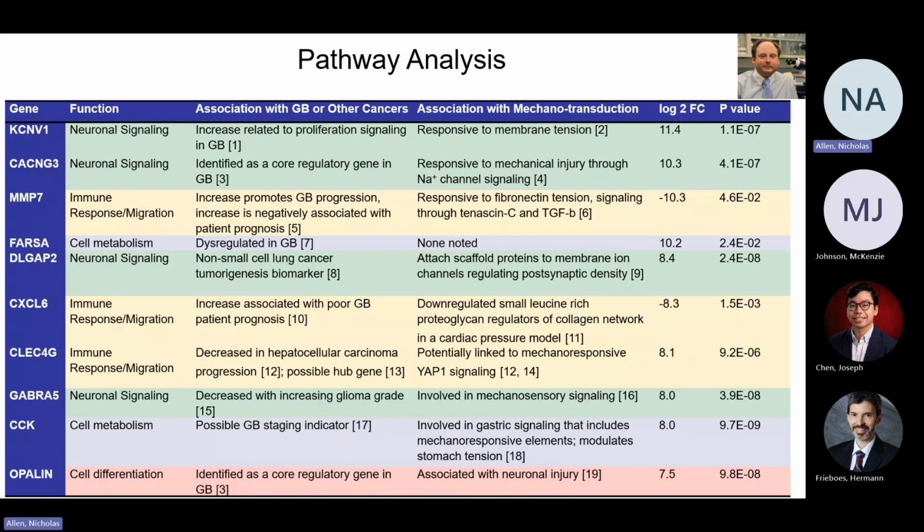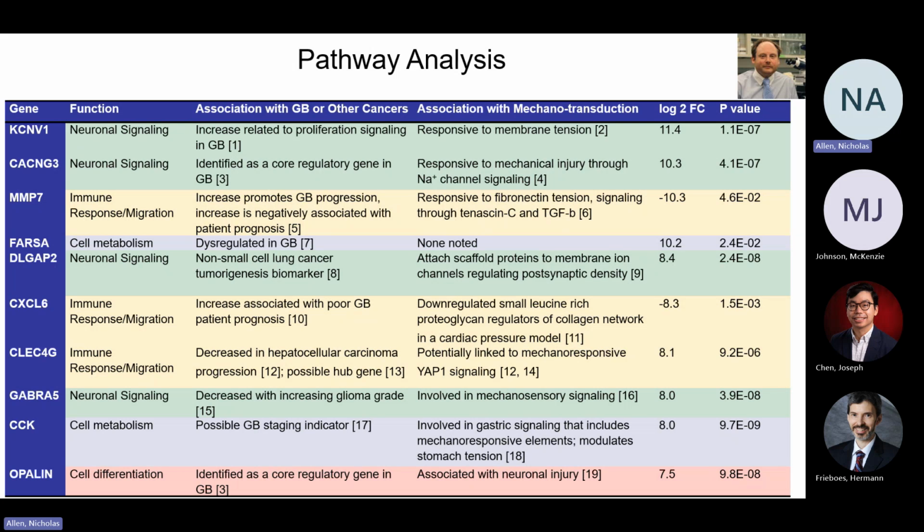I don't necessarily want to rattle on this too long, but these were the top 10 genes that we identified, and there's a few categories. Green are genes that have to do with neuron signaling. Not surprisingly, those might be pressure sensitive. Yellow has to do with immune response and migration.